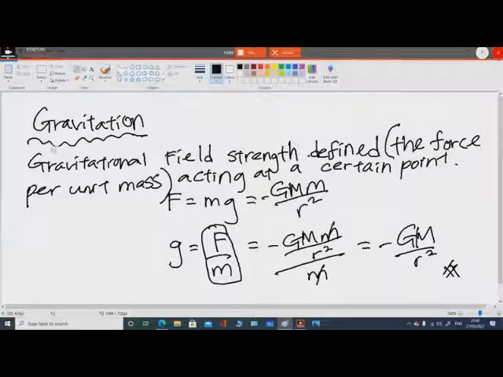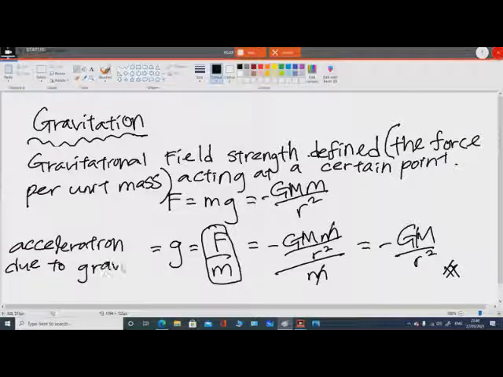This g is also well known as acceleration due to gravity. So this is what we know as g. Alright, let's move to the next part.